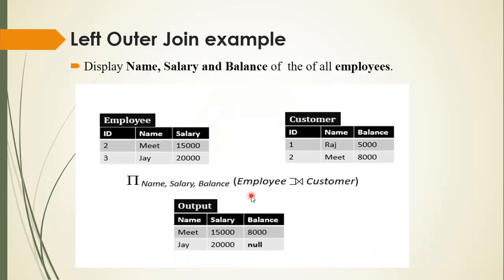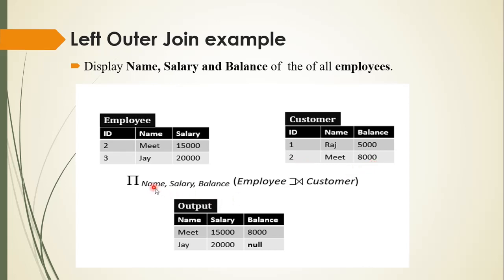See here, display the name, salary and balance of all employees. We have an employee table and a customer table. Here we have ID, name, salary, and in the customer table we have ID, name and balance. Now what we have to display is name, salary and balance. So we select pi name, salary and balance, and we have to perform the left outer join. See here, 2 Meet 15,000, and for that we have 2 Meet and balance is 8,000.